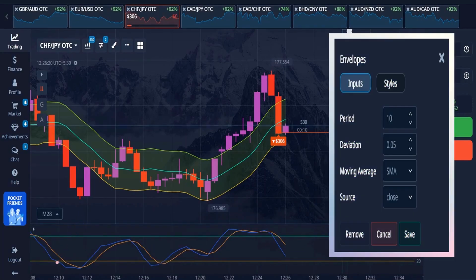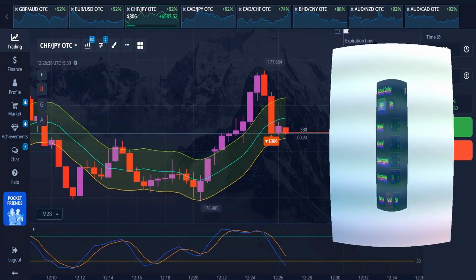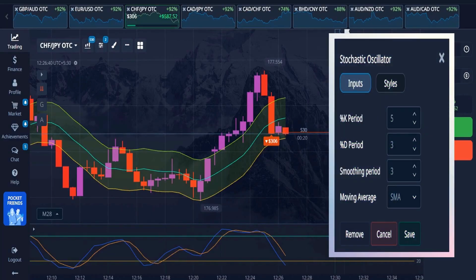Settings you'll need. Envelopes indicator settings: period 10, deviation 0.05, moving average SMA. Stochastic oscillator indicator settings: %K period 5, %D period 3, smoothing 3, moving average SMA.